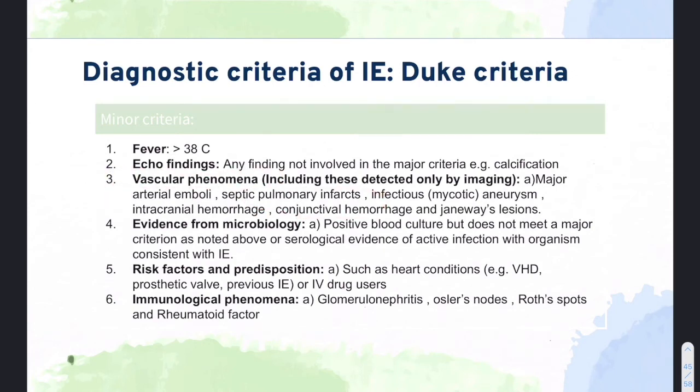Evidence from microbiology: positive blood culture but does not meet the major criteria, or serological evidence of active infection with an organism consistent with infective endocarditis. And a point for risk factors such as heart disease or heart condition, valvular heart disease, prosthetic valve, previous infective endocarditis, or IV drug users. Immunological phenomena like glomerulonephritis, Osler nodes, Roth spots, and rheumatoid factor.